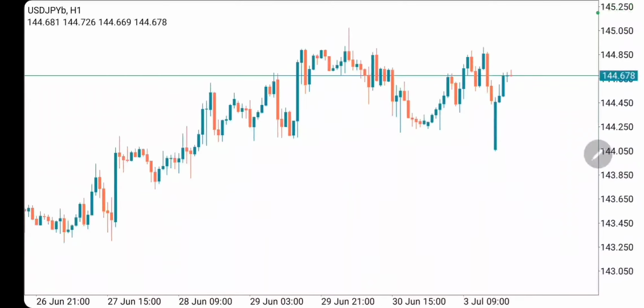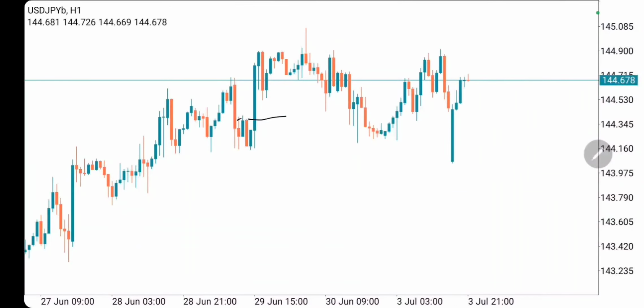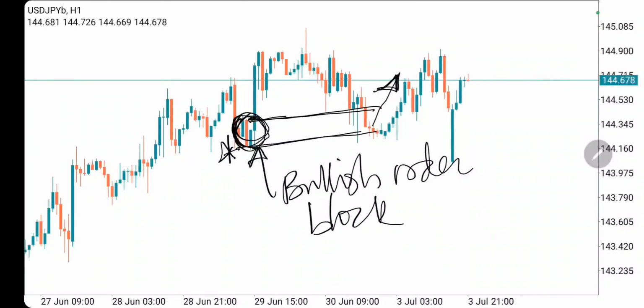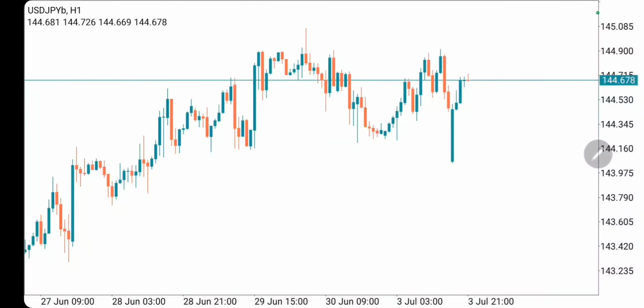For example, this is a bearish order block. Why is it a bearish order block? Because it is expected to cause a reversal in price. And this is a bullish order block. It causes a reversal in price, a bullish reversal.